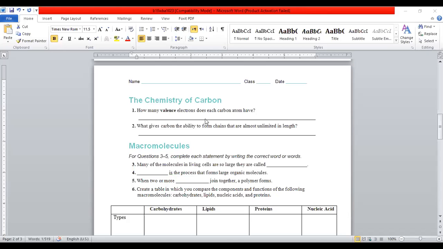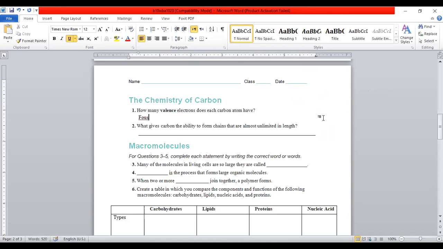Great. We have 4 valence electrons. If you remember, carbon is 6, we distribute them as 2 in the first level and 4 in the second. So the carbon has 4 valence electrons, 4 electrons in the outer level. Thank you. So the answer here is 4.